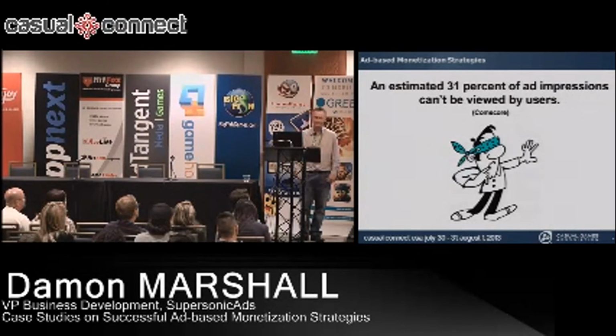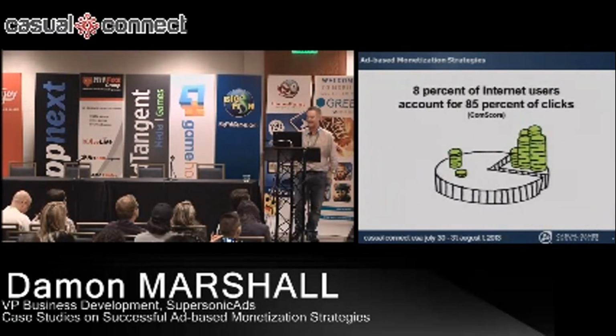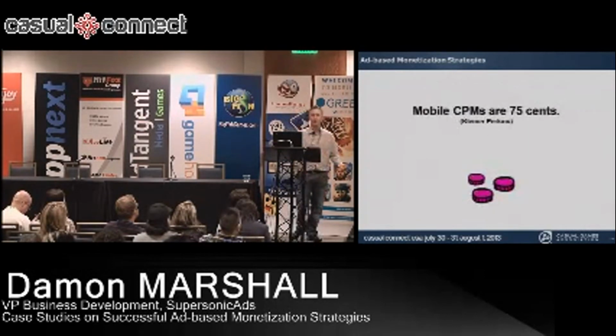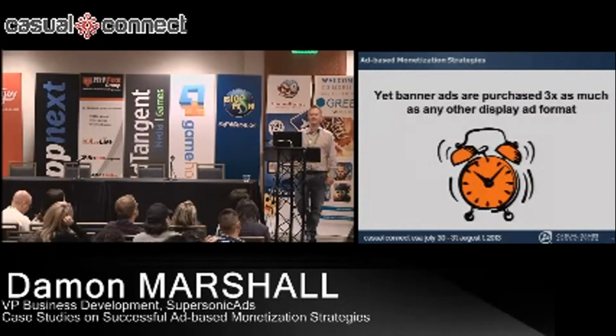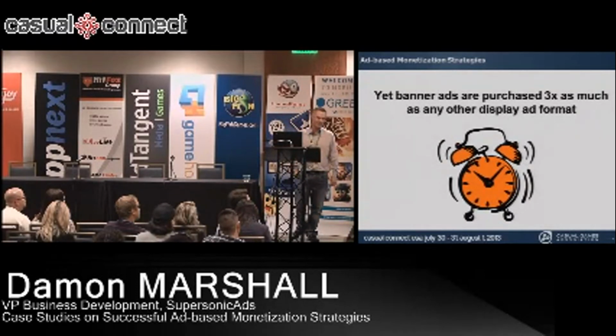31% of ad impressions never get seen or can't be seen by users because they're delivered in places that no one has access to. 8% of users account for 85% of clicks. Up to 50% of clicks on banner ads for mobile are accidental, and they're not paying very well. The funny thing is that banner ads are purchased 3 times as much as any other display ad format, despite all those poor metrics. And what this indicates is that there aren't better alternatives for advertisers to purchase.